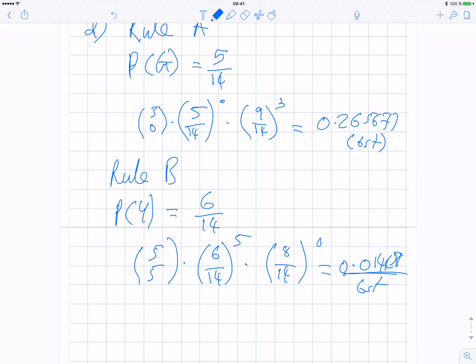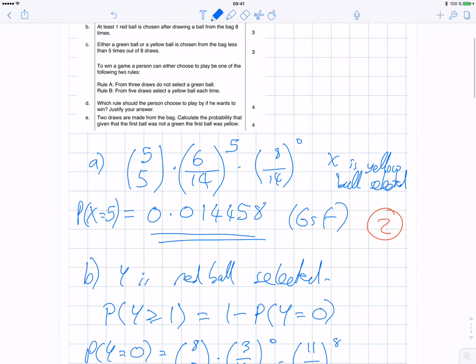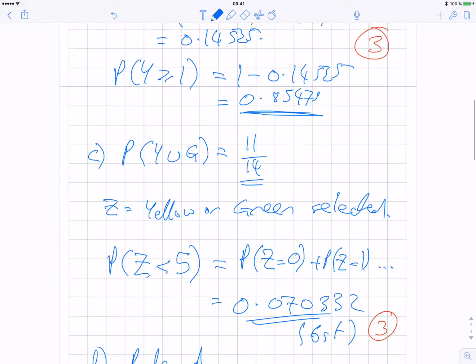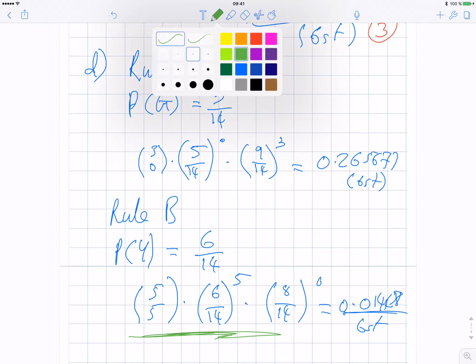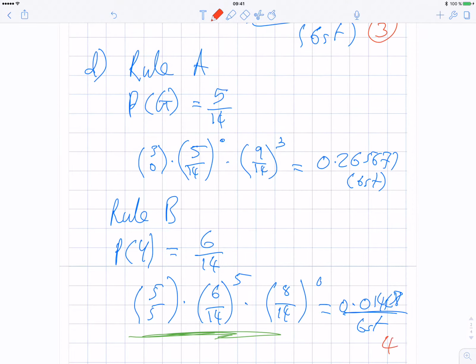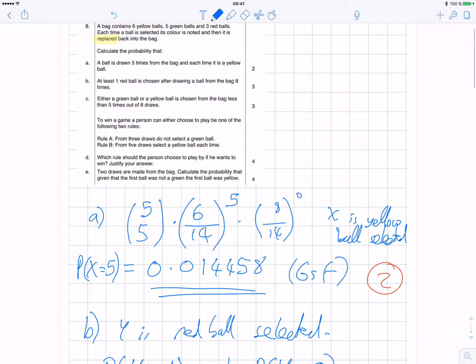So clearly I want to choose, just to double check I got it right, yeah, this is the one I want to use, that one there, and that was worth 4 relatively straightforward marks. And then finally, on this question, I need to do part E.